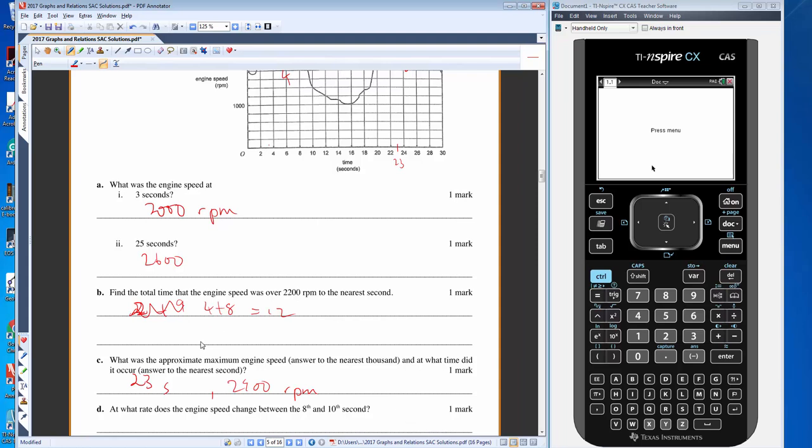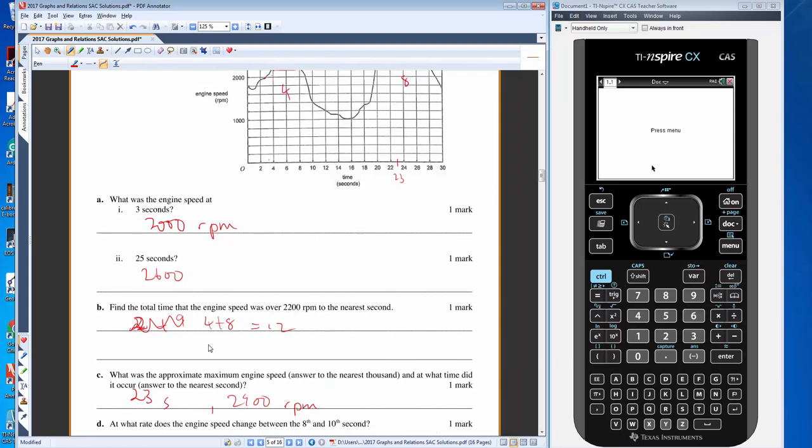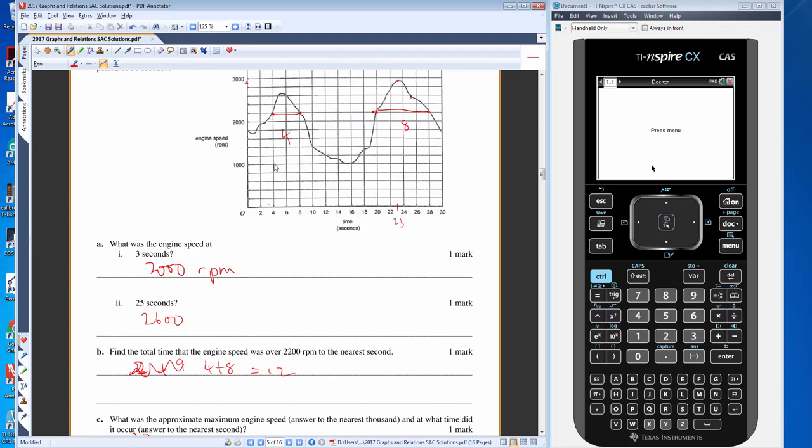At what rate does the engine speed change between the 8th and the 10th second? Okay, so here's the 8th and here's the 10th second. What we've got here is 1400, this value here, and this value here is 2200. Many of you just subtracted the values and said it was 800. That's the change, but actually it's at what rate?